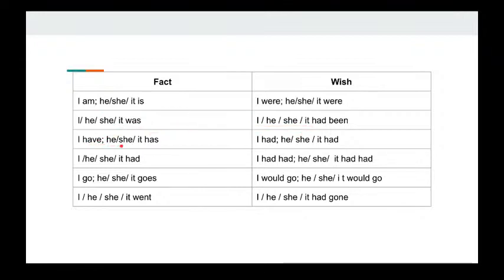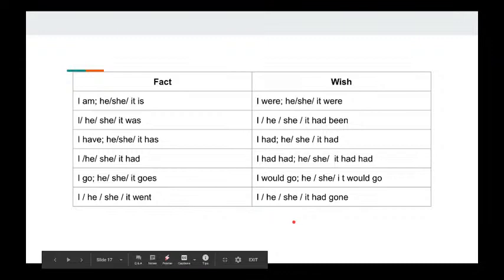I have, she, he, she, it has. I had, he, she, it had. I had had, he, she, it had had. I go, he, she, it goes. I would go, he, she, it would go. Sorry, I don't know why there's a space between those two. And then I, he, she, it went. It would be I, he, she, it had gone.